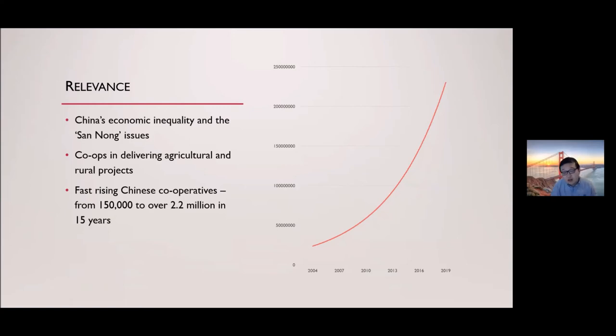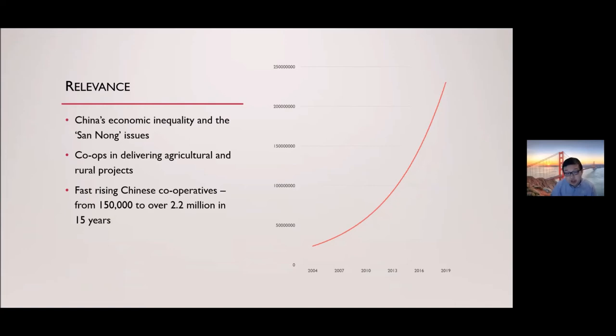The emerging and fast spreading of modern agricultural co-ops in China is considered a response to address these issues and has been promoted by supportive policies. The co-op projects are believed to be an alternative method beyond state socialist and capitalist modes of agriculture and rural development. Under the favorable policy and the subsidies, the number of agricultural co-ops in China increased sharply in the past 15 years, as can be seen on the graph.